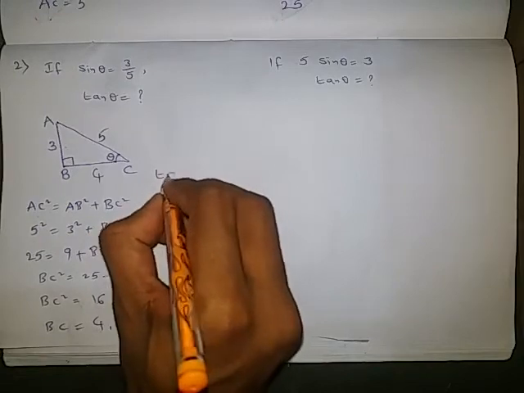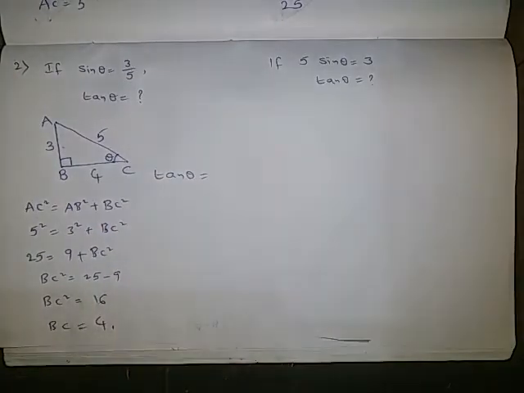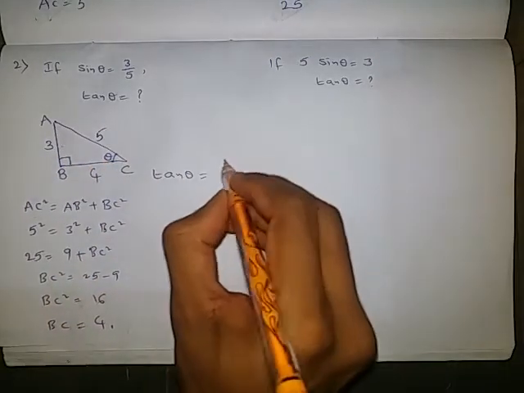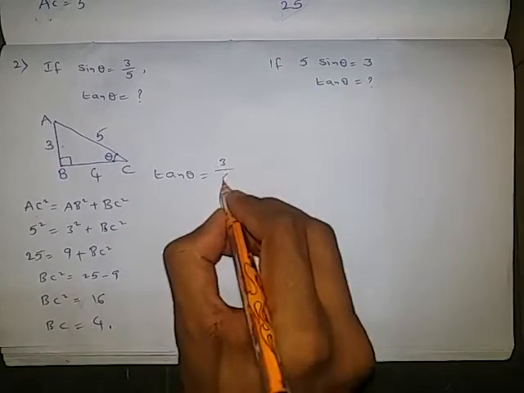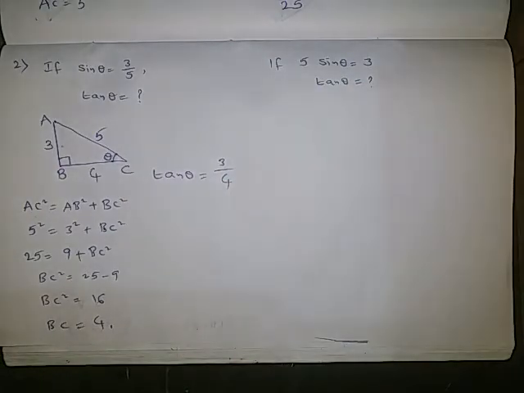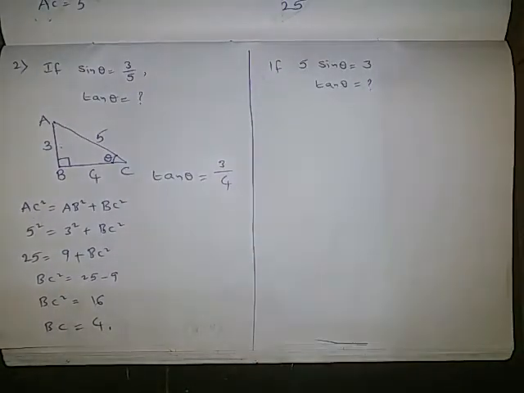Then he is asking to find the value of tan theta. Tan is nothing but opposite by adjacent. So for this theta, opposite is 3 divided by adjacent is 4. So tan theta value is 3 by 4.